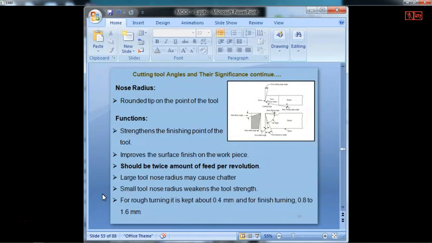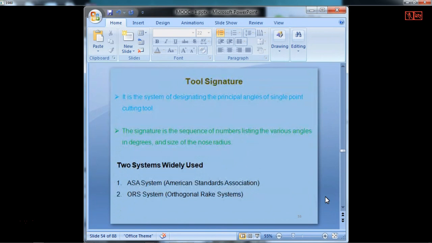A small tool nose radius weakens the tool strength, so it wears out very soon. For rough turning, it is kept at about 0.4 millimeters, and for finish turning, it will be 0.8 to 1.6 millimeters. So this can be used as a guideline.